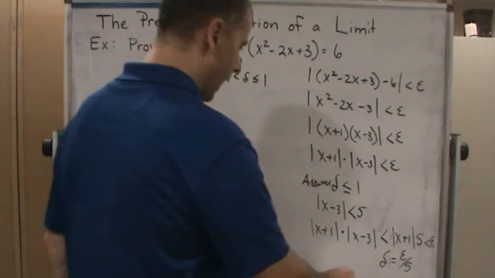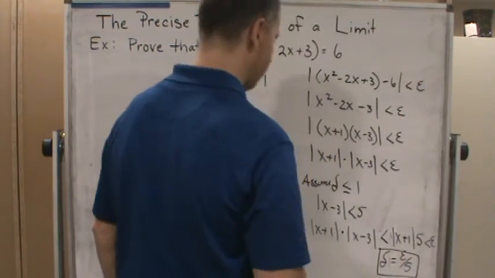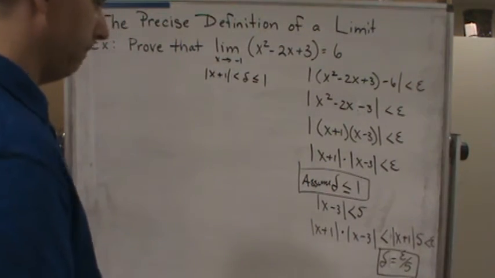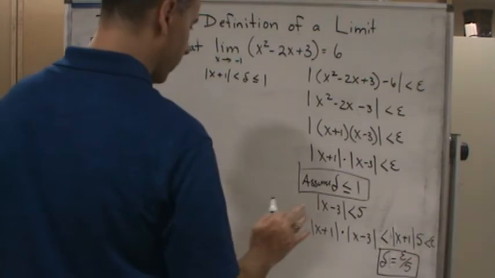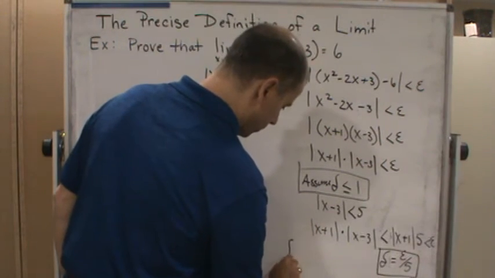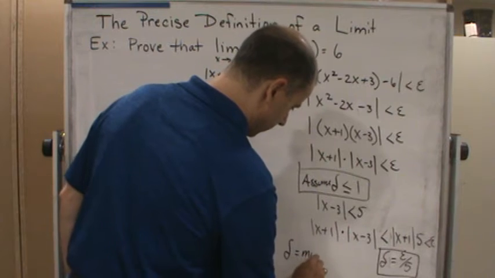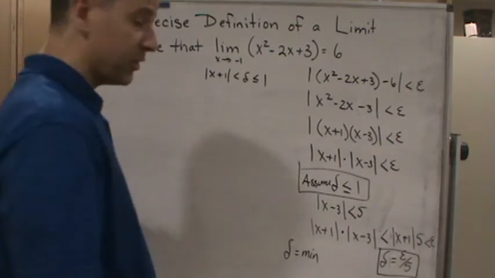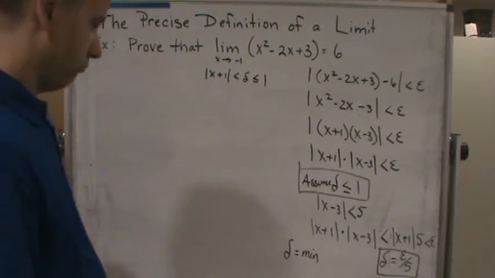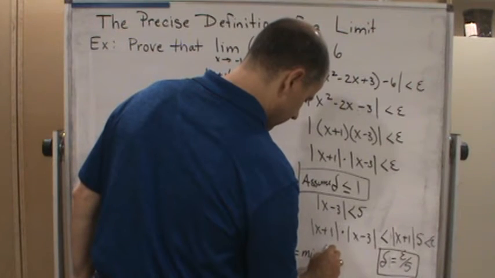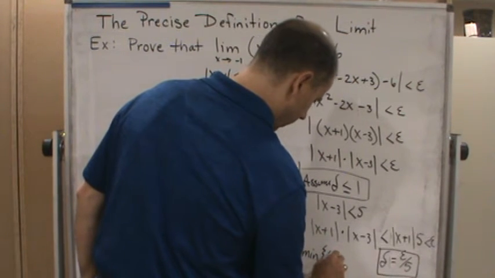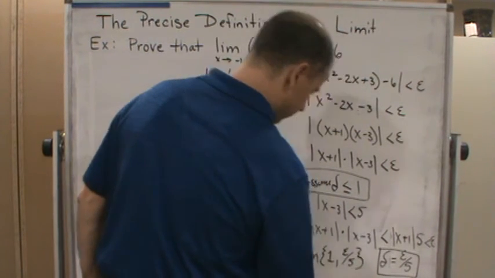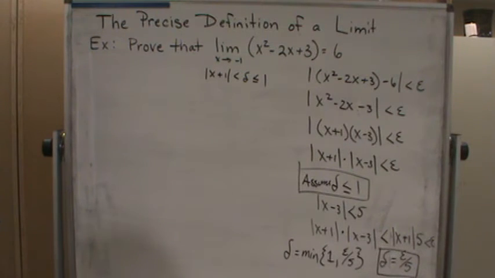Okay, now we've got this, but we're also assuming that delta is less than or equal to 1. So what do we do? Well, we're going to do the same thing that we did before. We're going to choose delta to be equal to the minimum, because it could either be 1 or it could be epsilon over 5. It just depends on what epsilon is. So we're going to choose delta to be the minimum of 1 and epsilon over 5. And so that's how we're done with our scratch work.